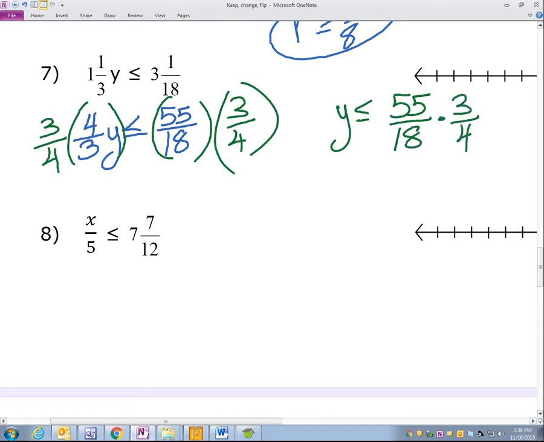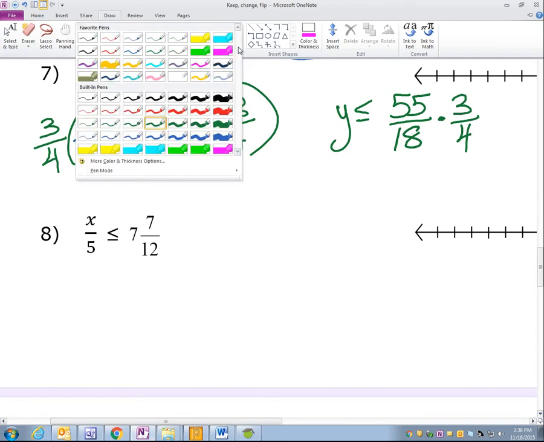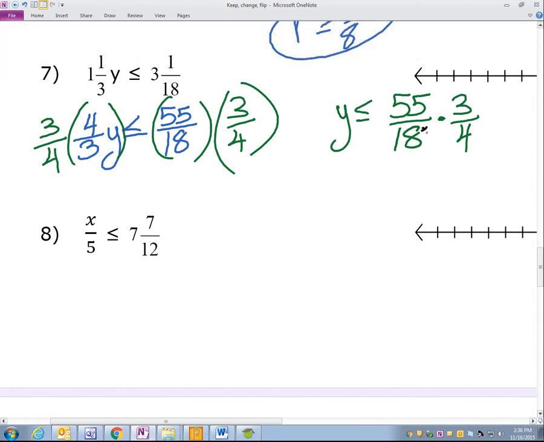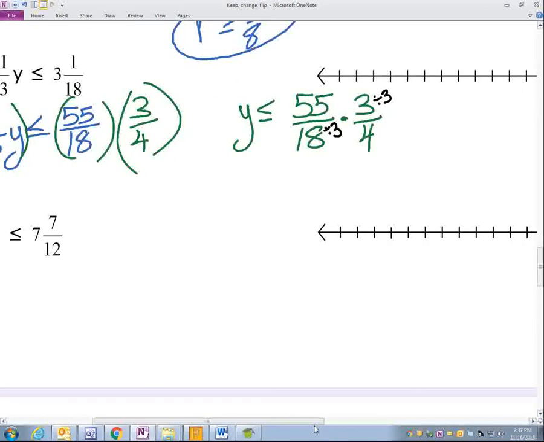I can do some cross simplification here. I'll do red. No, it's green. I can do this divided by 3, I can do this divided by 3, and 55 and 4 don't share anything. So now I can rewrite this: 55 over 6 multiplied by 1/4. My sign stays the same because I'm not multiplying or dividing by a negative. My sign stays the same.